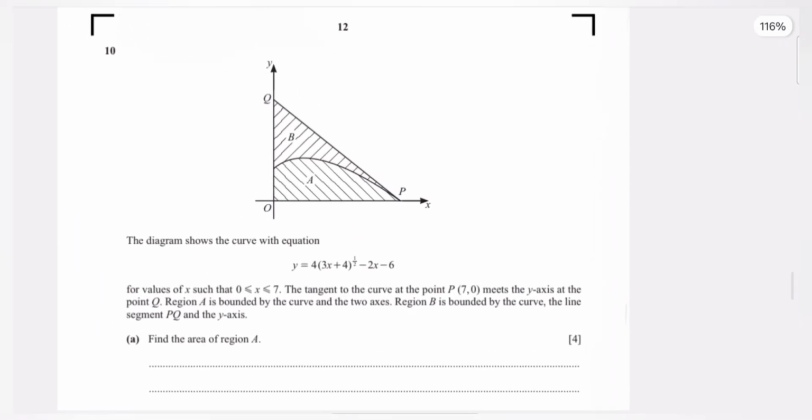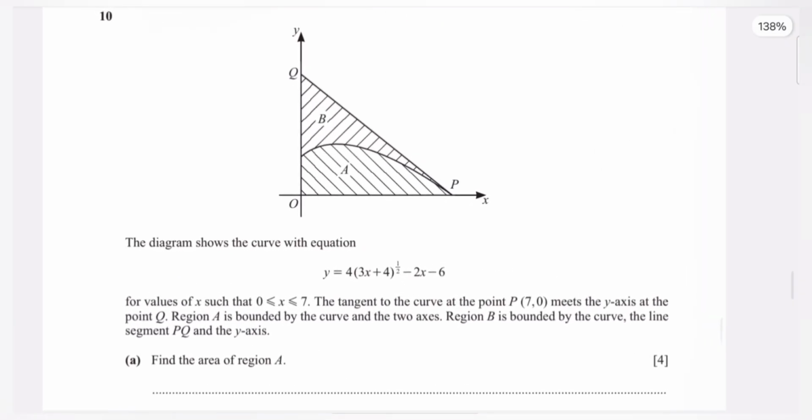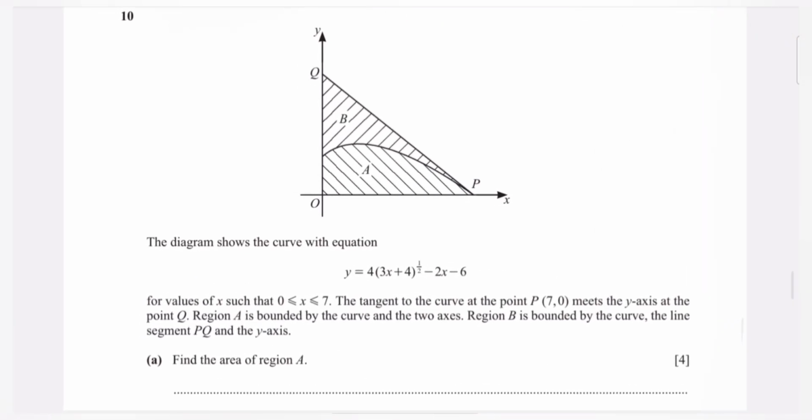And now on to number 10, which says the diagram shows the curve with the equation, for values of x going from 0 to 7. The tangent to the curve at the point P, which is (7, 0), meets the y-axis at the point Q, right here. Region A is bounded by the curve and the two axes, x and y, and region B is bounded by the curve, the line segments, and the y-axis.